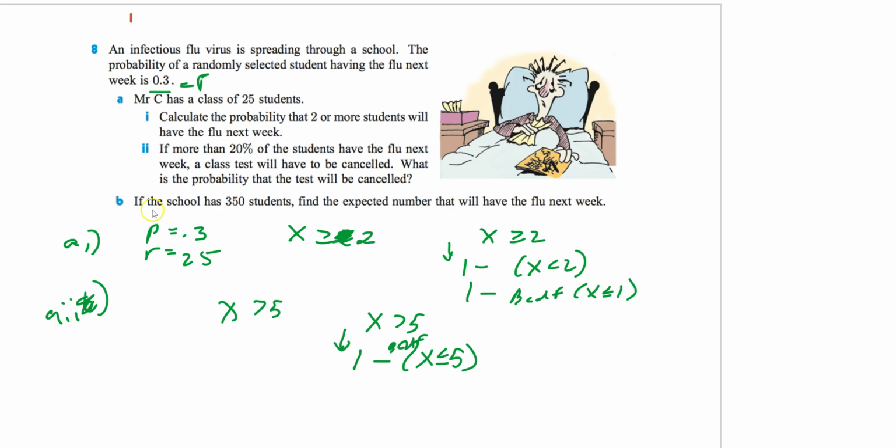And the last one here, we'll still have 3 more to go, but last one here. If the school has 350 students, find the expected number. Expected number, that's easy. That's just np, right? It's in your formula sheet under binomial. So n is 350 in this case, because now they're saying 350 students, and p is still the same, 0.3. Multiply that together, get your answer.